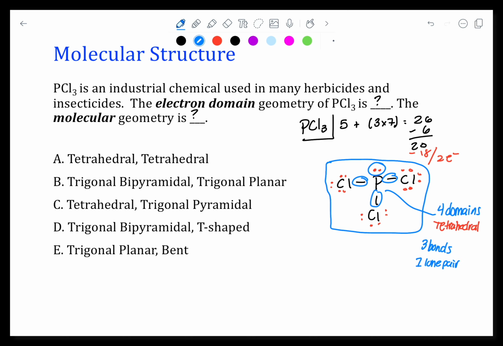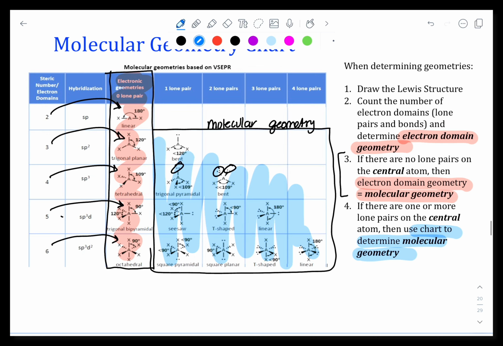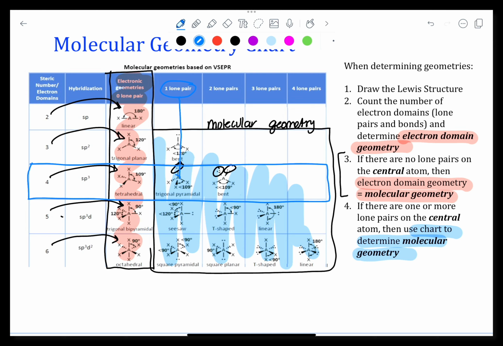Well, let's go to our chart. So, I have 4 electron domains, so I know I'm in this row. Okay, so my electron domain geometry was tetrahedral. We just determined that. I now have to look at how many lone pairs I have. Well, we said we had 3 bonds and 1 lone pair, so 1 lone pair is here. That corresponds to this box here. Probably shouldn't use blue because it's a blue box. Okay, so our molecular geometry is trigonal pyramidal.